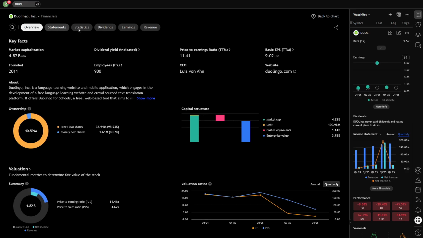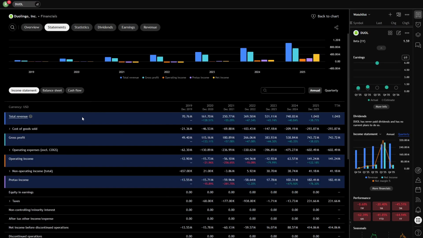Now, if we go into the statements here, looking at total revenue and how much it has increased from 2019, it was 70 million, and now it is a billion. It is absolutely crazy. Now, if I had to categorize Duolingo, I would put it in the Netflix or Spotify category.